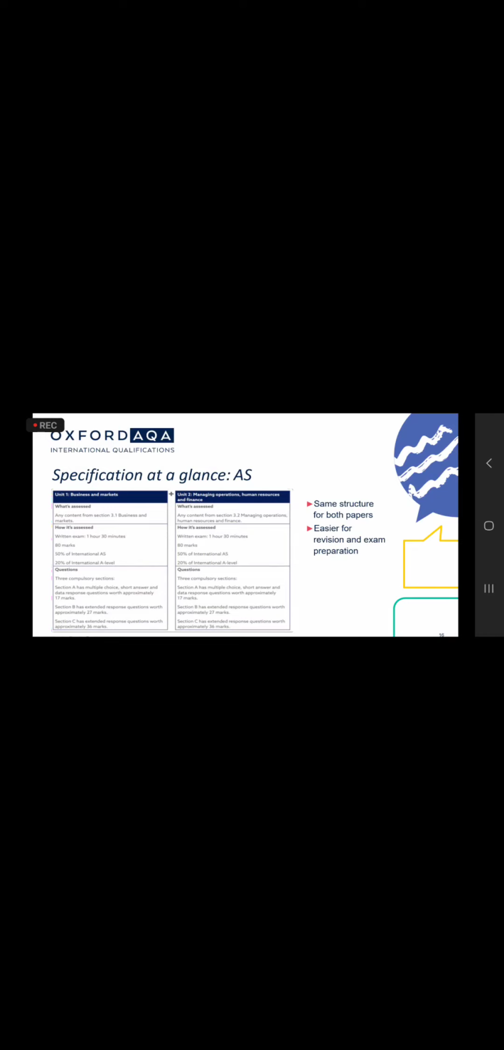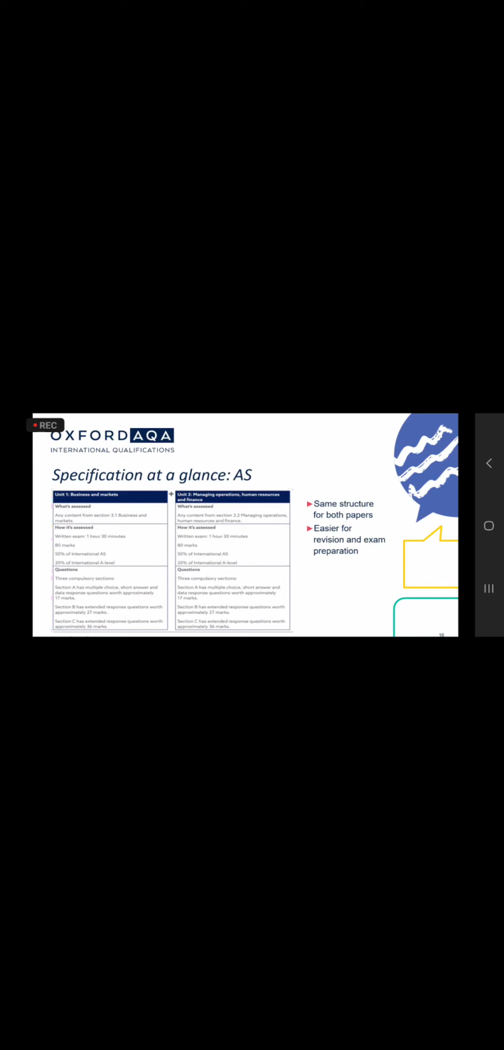Structure of the AS paper, section A, just like GCSE, is the multiple choice and short answers. That's very good for knowledge. It mops up a lot of those. It gives you coverage. Section B is analysis questions, 9 marks each, 3 times 9, 27. Section C, 3 evaluative questions, 3 times 12, 36. So an AS paper is multiple choice and short answers, 3 analysis questions, 3 evaluative questions.